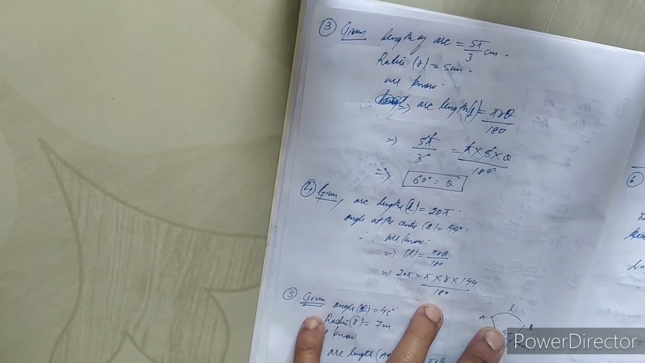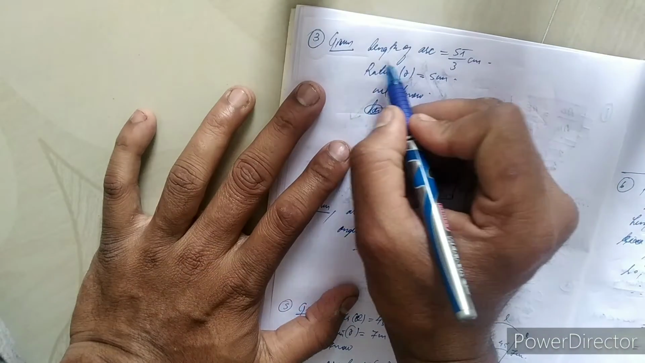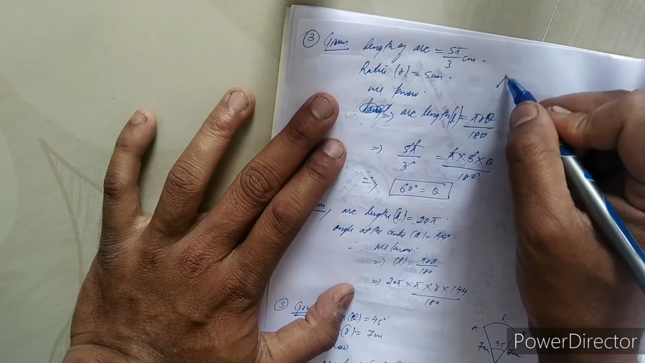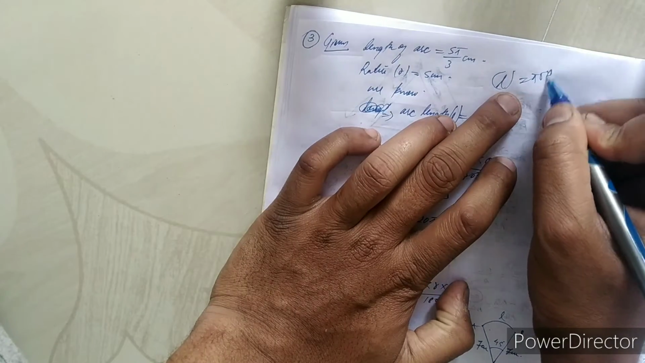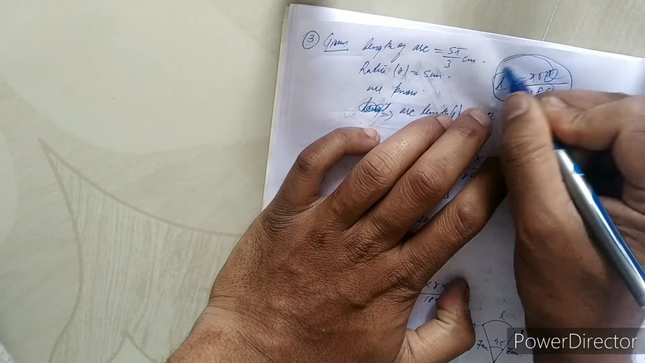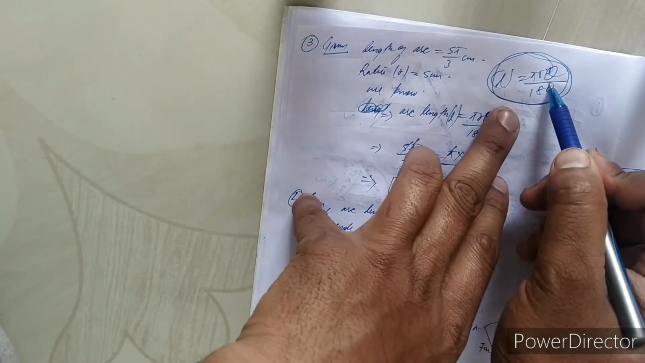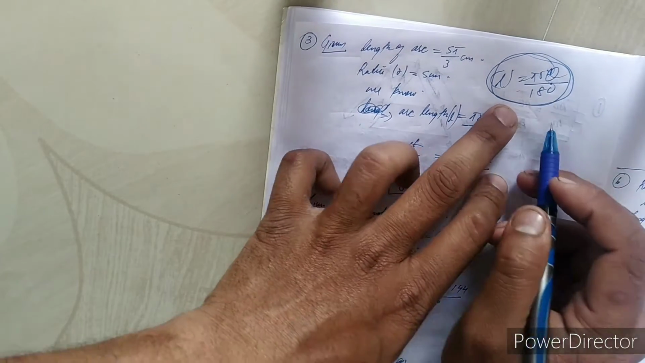Okay, next question is question number 3. Again, question number 3, arc length. This is arc length. Okay, arc length formula is what? Pi r theta by 180. This is my formula. Arc length formula is pi r theta by 180, you remember.